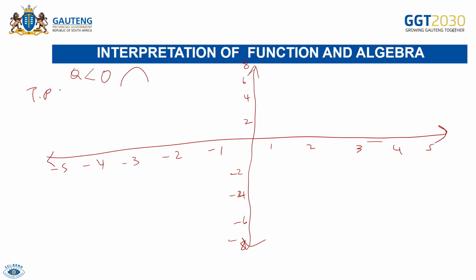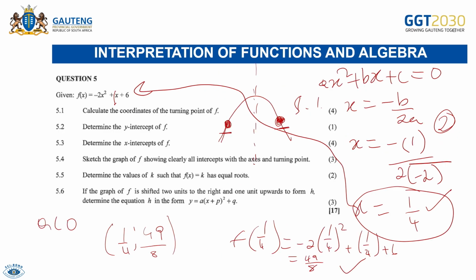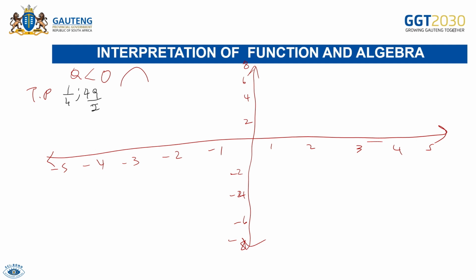We said our turning point was 1 over 4, 49 over 8. Is it 49 or 48? Let's just confirm. Okay, we said it is 49 over 8. So if I write it as a decimal, 1 over 4 is going to be 0.25, which is 0.3. So your x is positive 0.3, so it's going to be just before the 0.